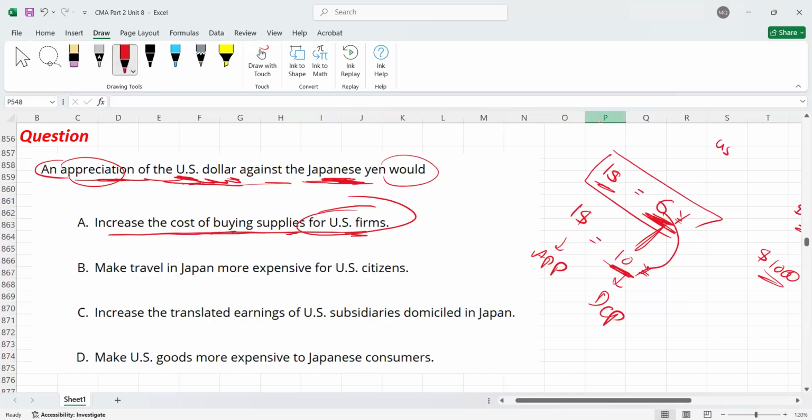Okay, you are living in USA. I have to change the story now. For example, previously you were living in USA, so if you gave $1, you could get 6 yen. Now you can give $1 and you can get 10 yen. In this scenario, the yen has depreciated, the dollar has appreciated.